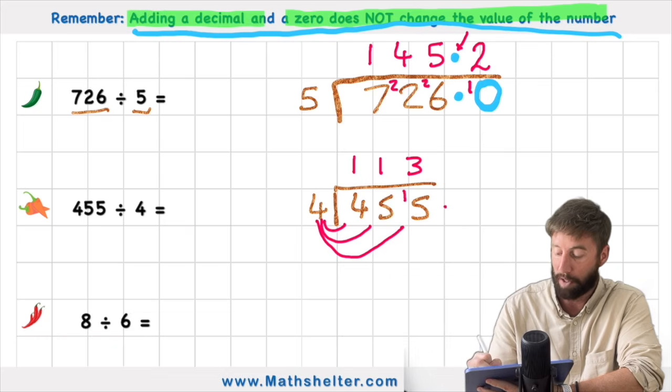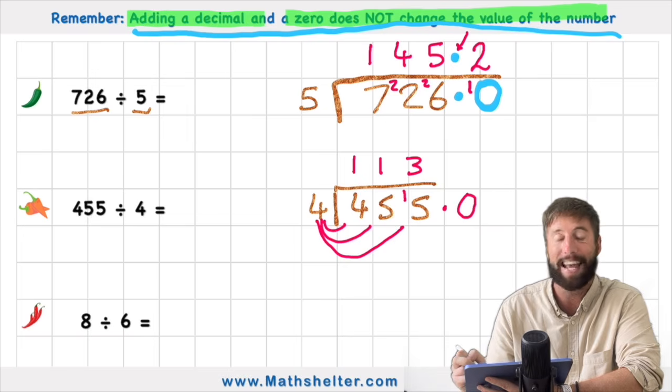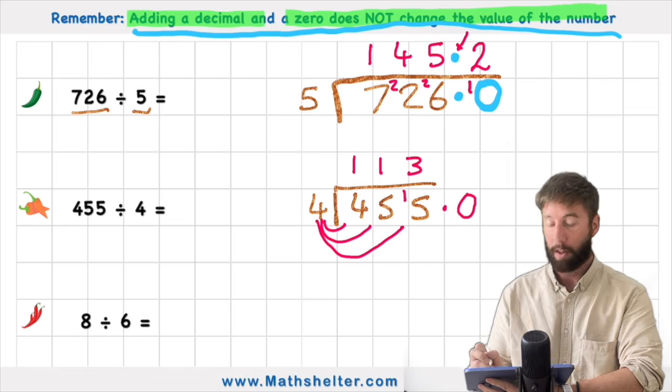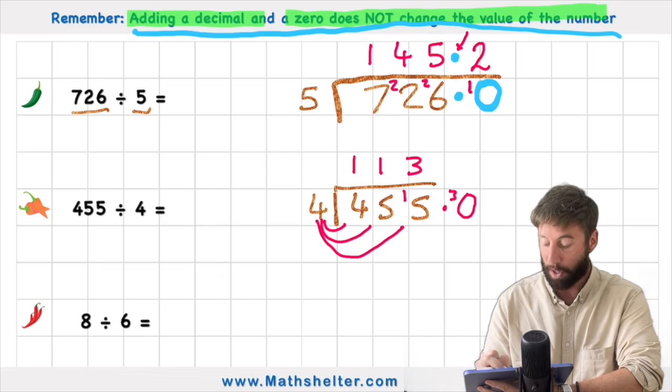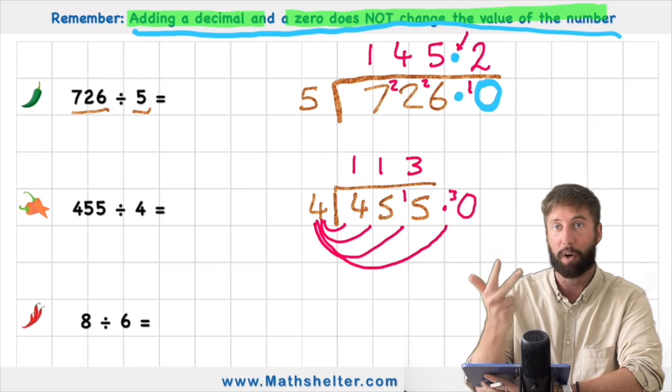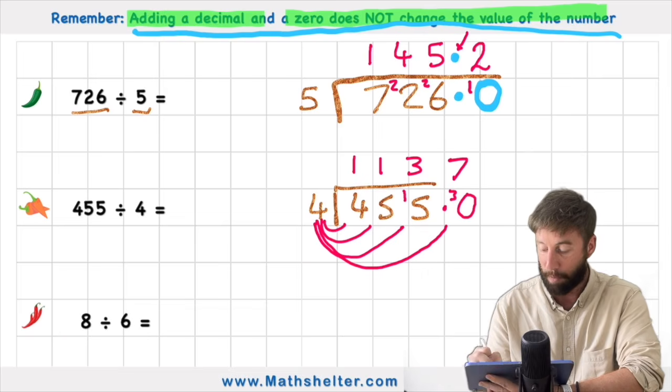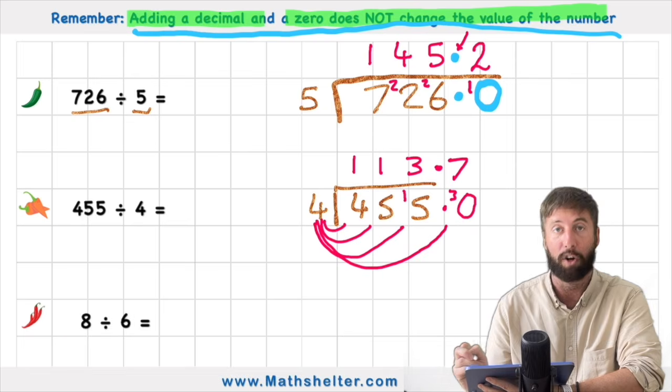So what do we do? That's right, put my decimal point in place and add a 0 in the 10ths column. Remembering that does not change the value of my 455, because 455 is exactly the same as saying 455.0. But it means I have somewhere now that I can put my 3 that was left over. So now my next question says, how many 4s are there in 30? Well, 4, 8, 12, 16, 20, 24, 28. I get to 7, and I mustn't forget to put my decimal on the answer row as well.